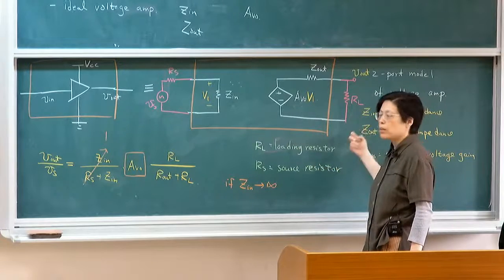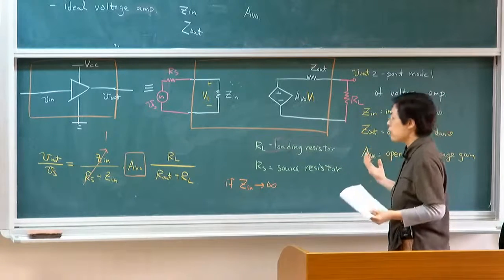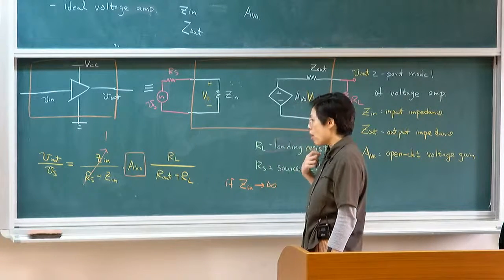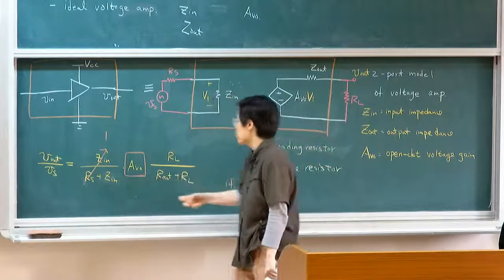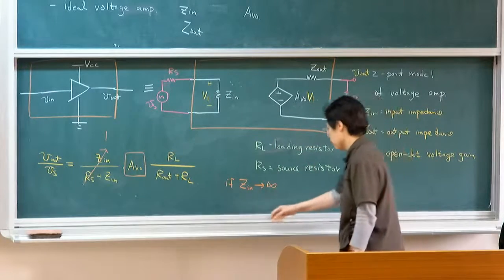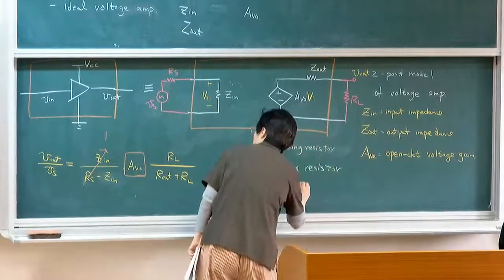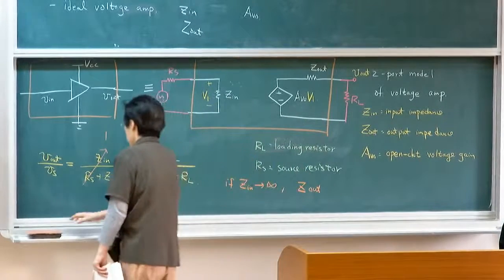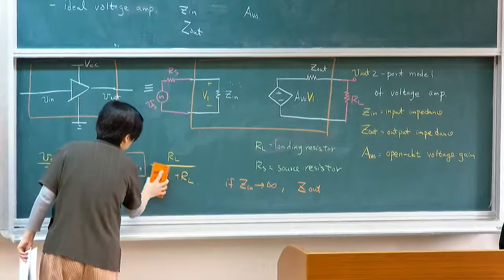So for an ideal voltage amplifier, for example, operational amplifiers, the target is to have input impedance approaching infinite. And I want my output impedance. Sorry, I made a mistake. I want my Z also. I forgot to do this.